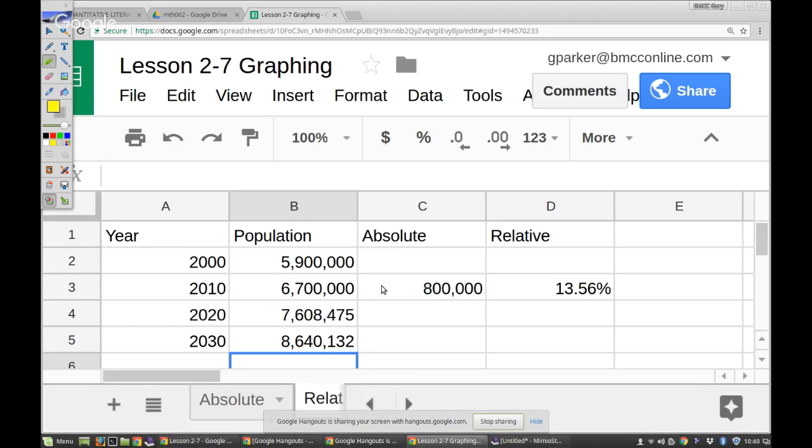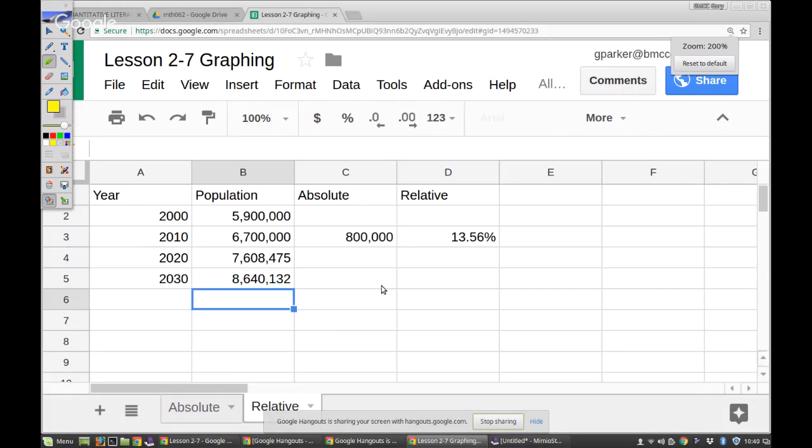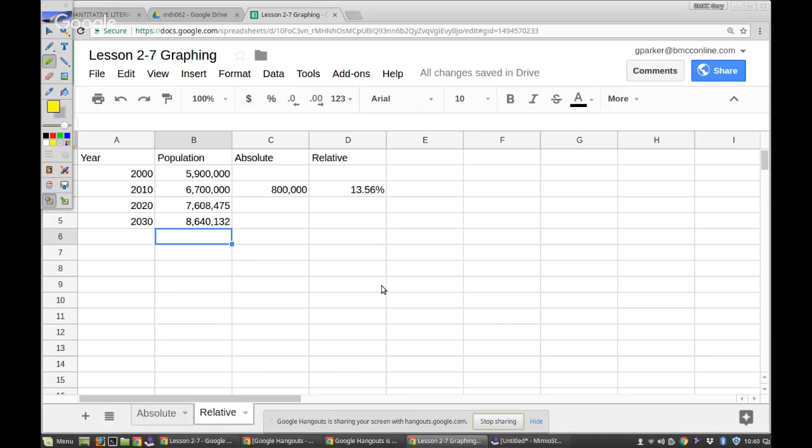Okay, so next we need to graph this stuff, see what it looks like. So do you think it's going to be a straight line? Yeah, because we jump by a different amount each time. First we jumped by 800,000, then it was 900,000, then we jumped by 1 million. That's because we're doing a percent change instead of an absolute change. So there should be a slight curve to this stuff.